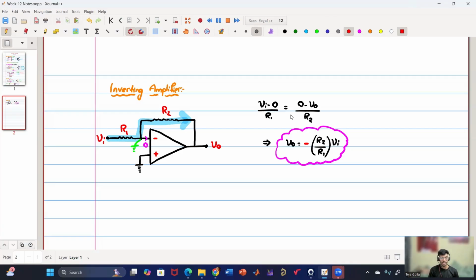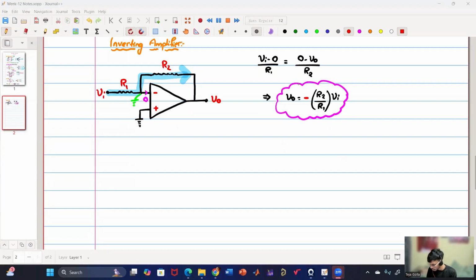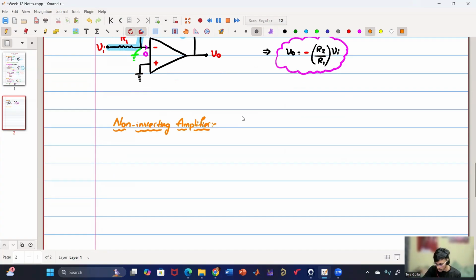And you have to remember the circuits, not for this course, but it will be helpful in your future. So remember the circuits, what is inverting amplifier, what is non-inverting. So now let us go to non-inverting amplifier. Okay, so non-inverting amplifier, the circuit looks similar, but not exactly the same.